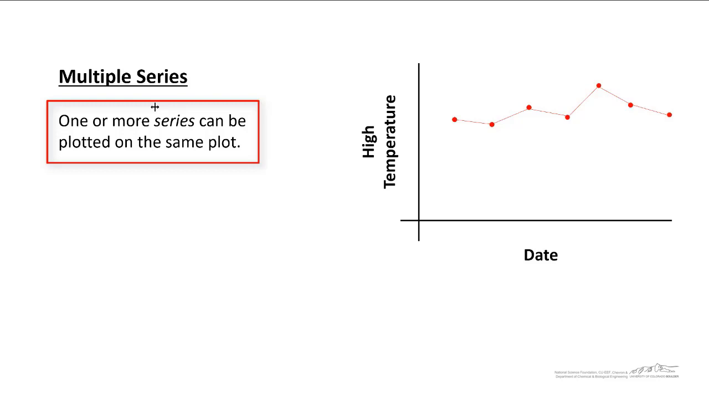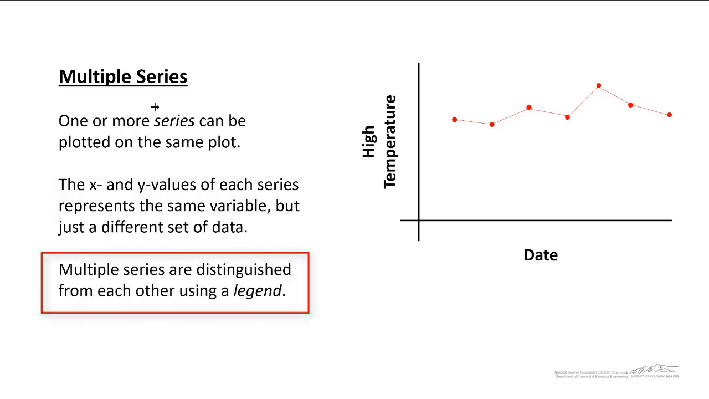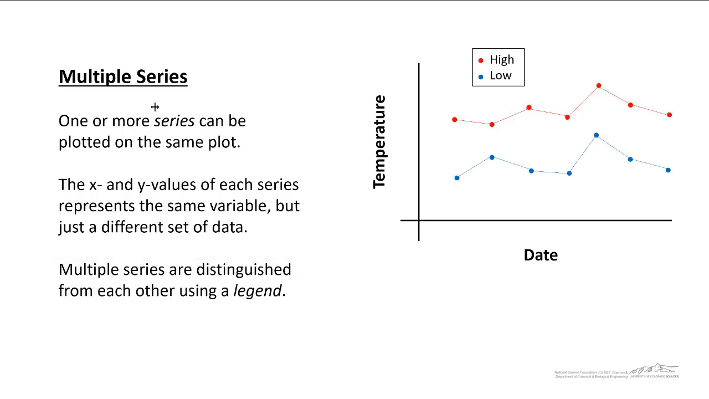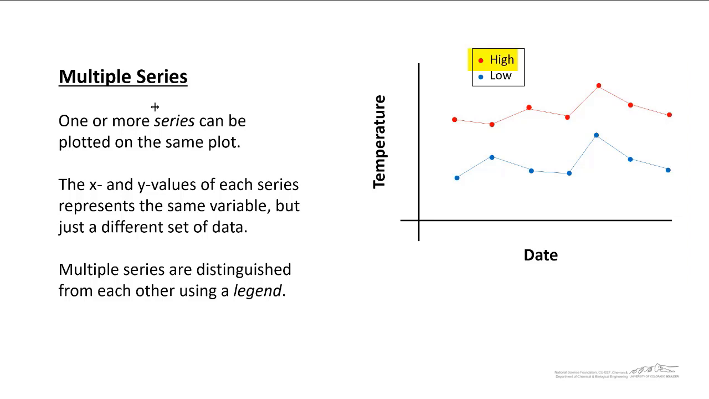This is known as multiple series. The x and y values of each series represent the same variable. It's just a different set of data. Multiple series are distinguished from each other using a legend. As an example, we could still be plotting temperature on the y-axis, date on the x-axis, but our 2 series could be the high temperature for that date and the low temperature for that date. Same variable, it's temperature, it's just a different series.